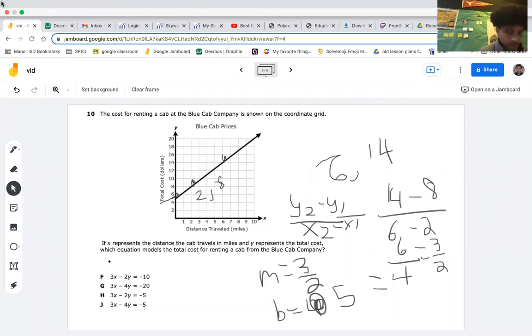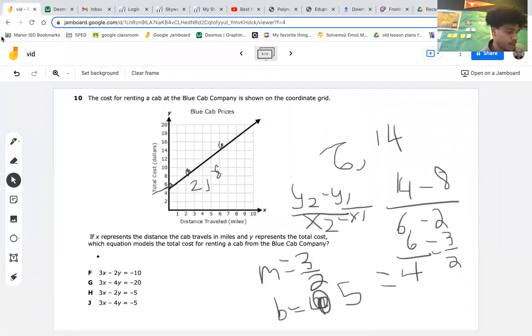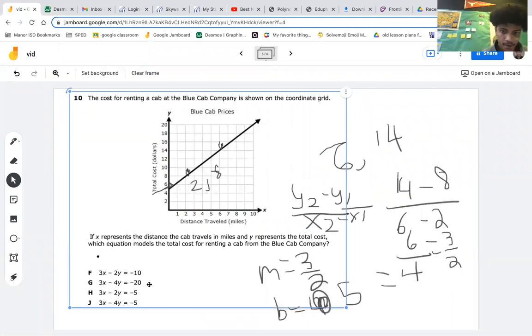And then you have to look at the answer choices and convert these answer choices into y equals mx plus b until you find one that does have the right slope of 3 over 2 or 1.5.